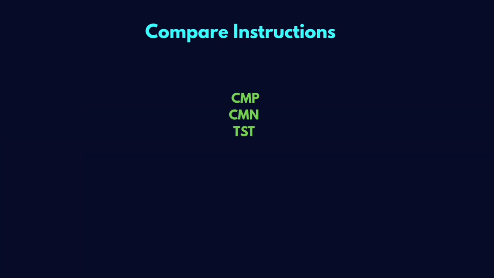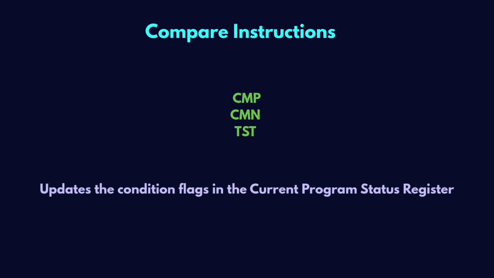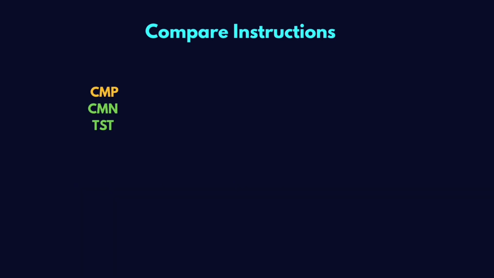Compare and test instructions. Now let us look at the instructions used for comparisons: CMP, CMN and TST. Unlike arithmetic or logical instructions, these never store a result in a destination register. Their only purpose is to update the conditional flags in the current program status register, or CPSR. The standard compare instruction is CMP R0, R1. This performs R0 minus R1 and updates the conditional flags.